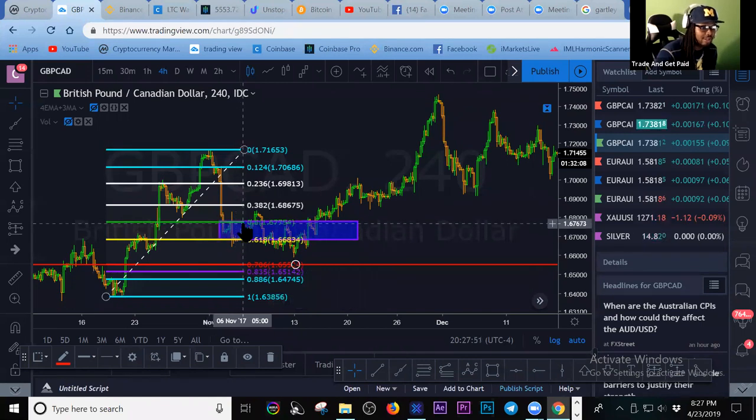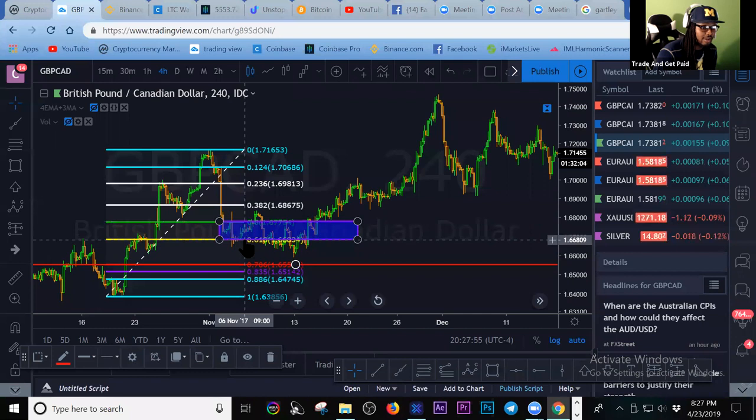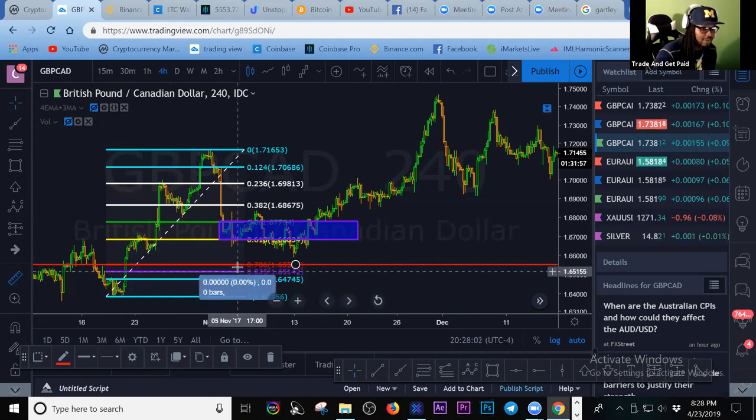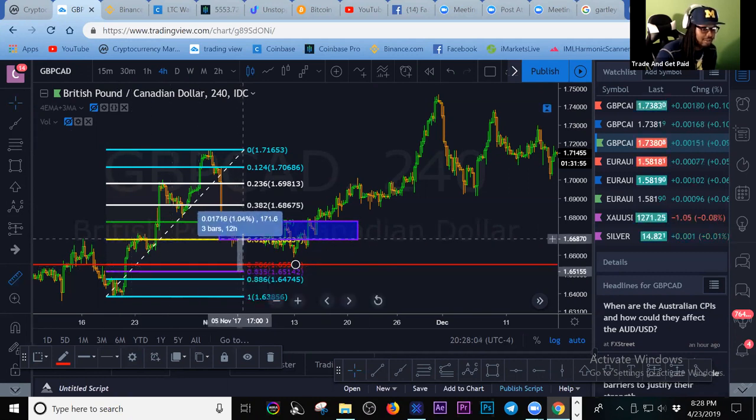Now, I have an entry here at this area at 50%. I have an entry here at the 618. So 1% of my account is entered at both of these areas. The second position is larger because from here to here, it's about 100, and this is a 4 hour anyway. So this is 171 pips, right? I know this is a lot of movement for most people on a GBP pair. Most people can't handle that. I can deal with that kind of movement because it doesn't bother me as much.